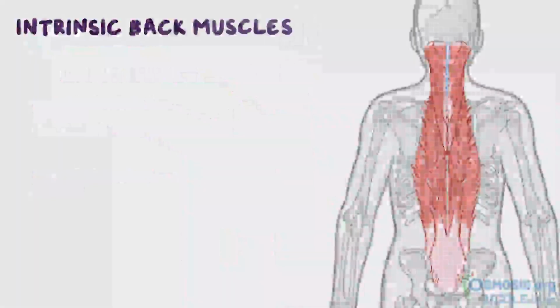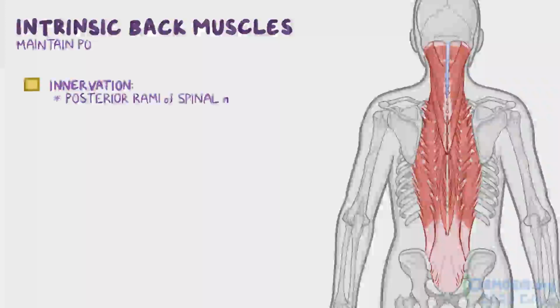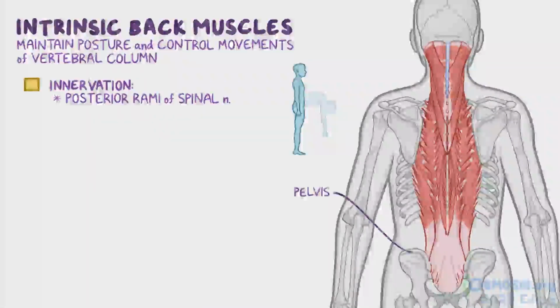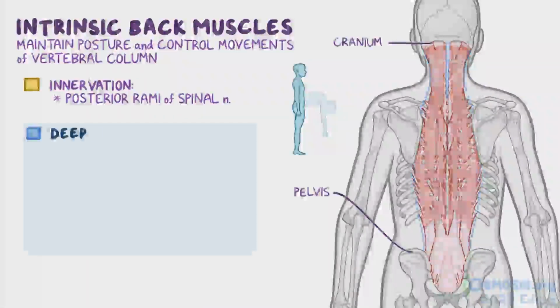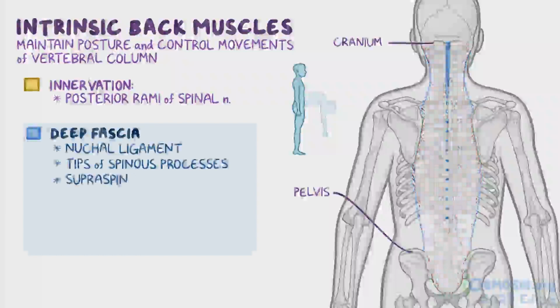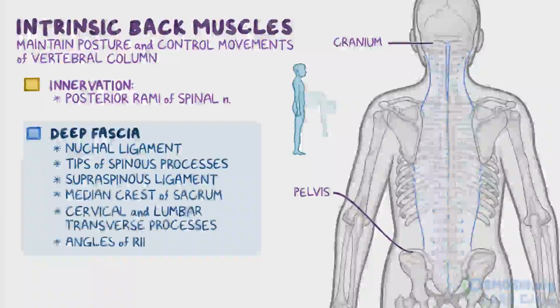Now, the intrinsic back muscles, also sometimes called the deep back muscles, are actually innervated by the posterior rami of spinal nerves and function to maintain posture and control movements of the vertebral column. They extend from the pelvis to the cranium and are enclosed by deep fascia which attaches medially to the nuchal ligament, the tips of the spinous processes of the vertebrae, the supraspinous ligament, and the median crest of the sacrum. Laterally, this fascia attaches to the cervical and lumbar transverse processes and the angles of the ribs.